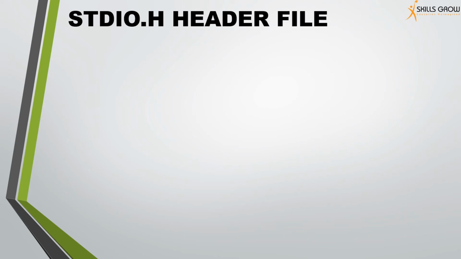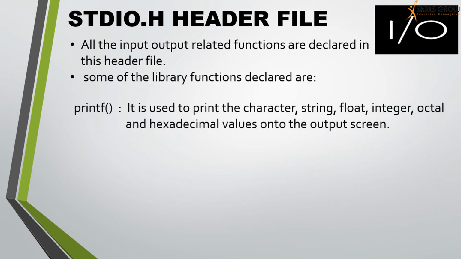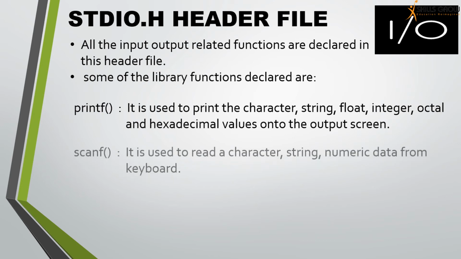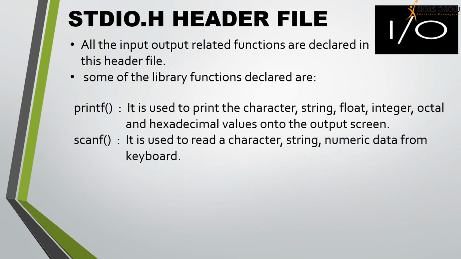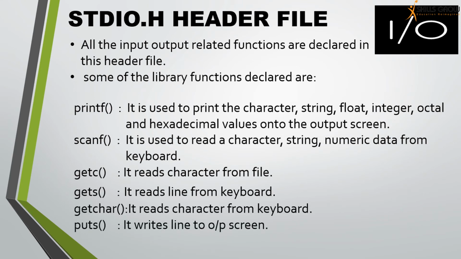STDIO.H header file. All input-output related functions are declared in this header file. Some of the library functions which are defined in this header file are: printf function. This function is used to print character, string, float and integer values onto the output screen. Scanf function. This function is used to read a character, string, numeric data from keyboard. Gets function. This function reads a line from keyboard. Puts function. This function writes a line to output screen.